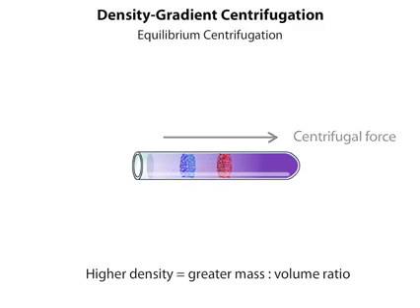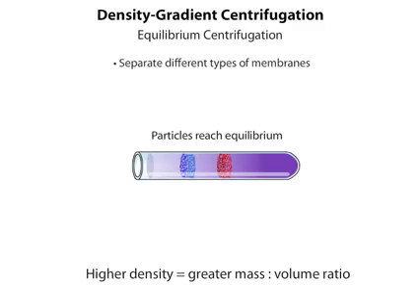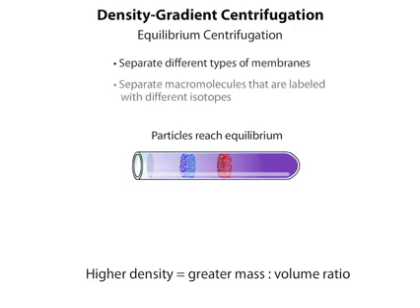Although larger particles may travel faster to their equilibrium locations, the spin is kept going long enough for all the particles to reach equilibrium. Thus, the final state of the tube depends only on the buoyant density of the particles. Equilibrium centrifugations are useful in separating different types of membranes from one another and are sufficiently sensitive to separate macromolecules that are labeled with different isotopes.